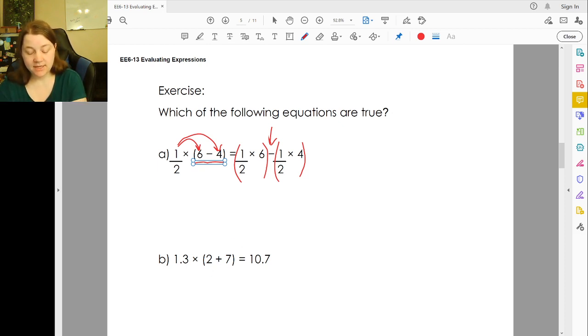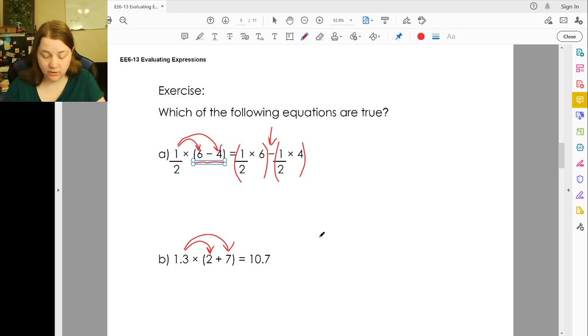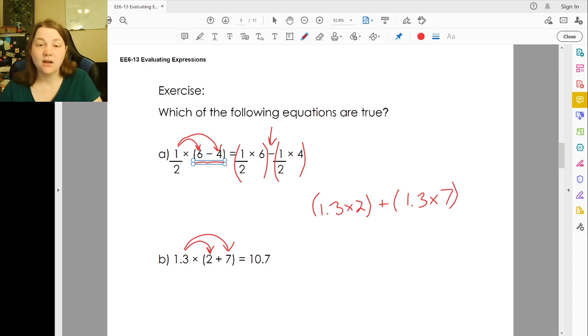In letter B, I have 1 3/10 times the quantity of 2 plus 7 is the same as 10 7/10. So let's take a look at this. I could do this either way. I could choose to multiply 1.3 times 2 and 1.3 times 7, so that would look like this: 1.3 times 2 plus 1.3 times 7. I could choose to do that, but that's going to add more decimals into my life, and I prefer to keep the decimals out, so I'm working with whole numbers first.